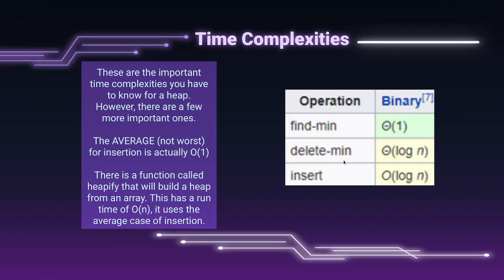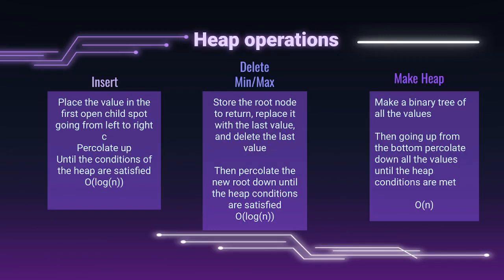Now these show average cases except for insert, but I can explain the best case and worst case. For find min, it's always going to be O(1) because finding the min is just looking at the top element inside the heap. And I didn't explain deletion. That's my bad. Let me do that before I move on.